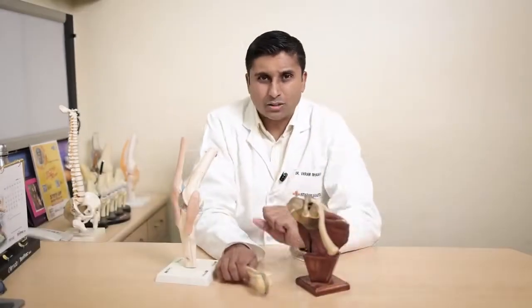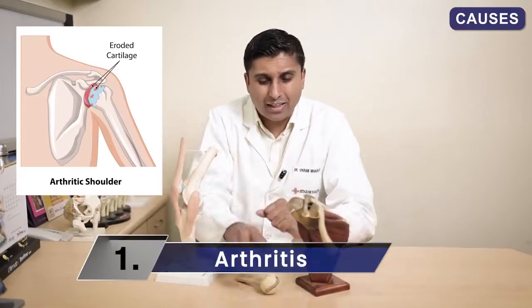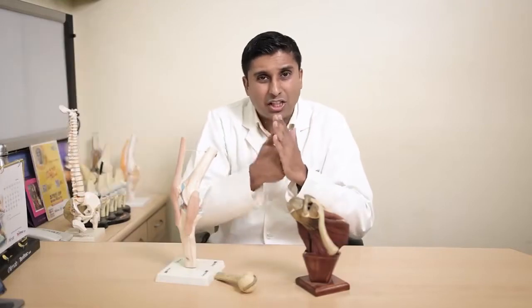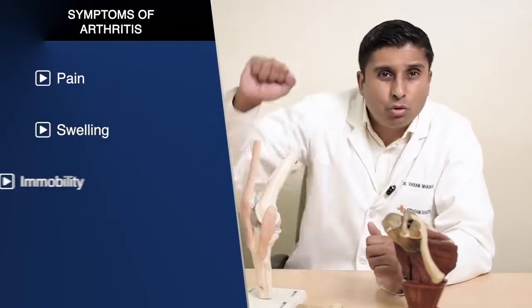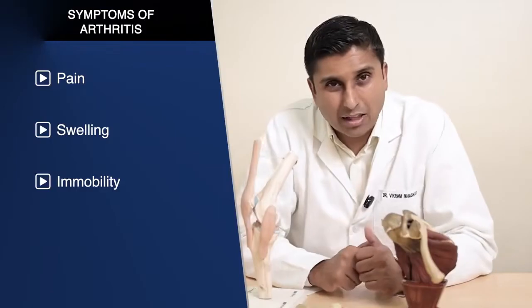Now, what are the causes of pain here? Number one cause is aging. We call it arthritis. So if cartilage goes away on either the ball or the socket, it can cause rubbing against each other, friction and pain, much like the knee. Pain, swelling, inability to move the shoulder completely. Elderly individual, always think arthritis.